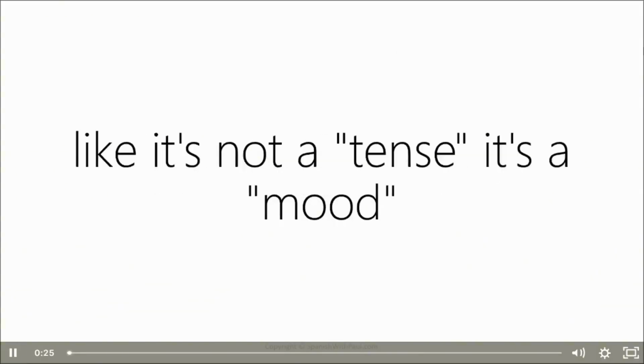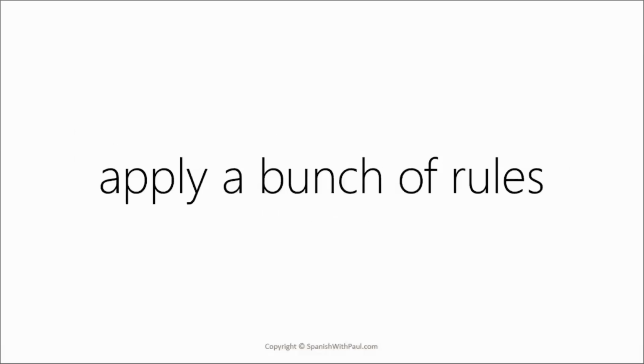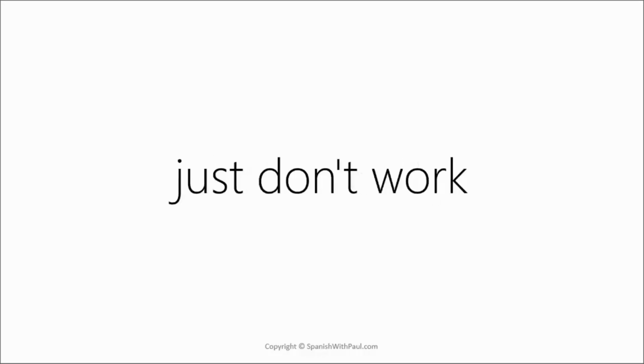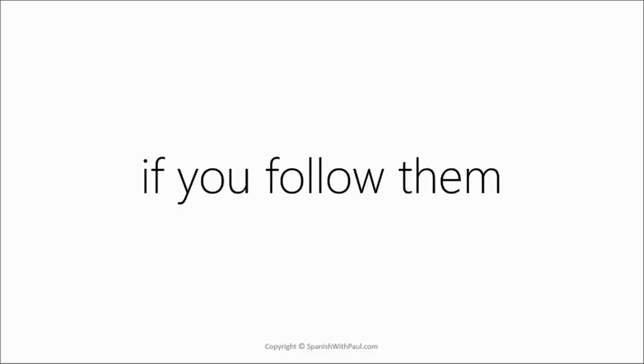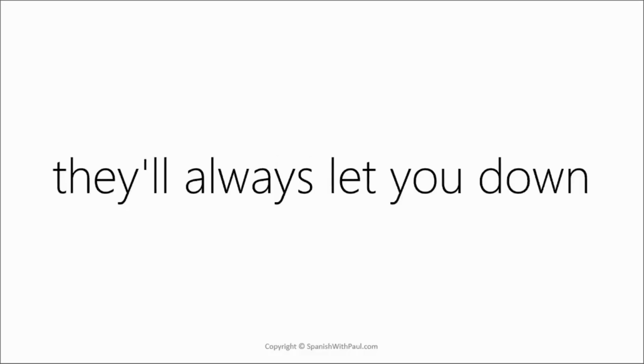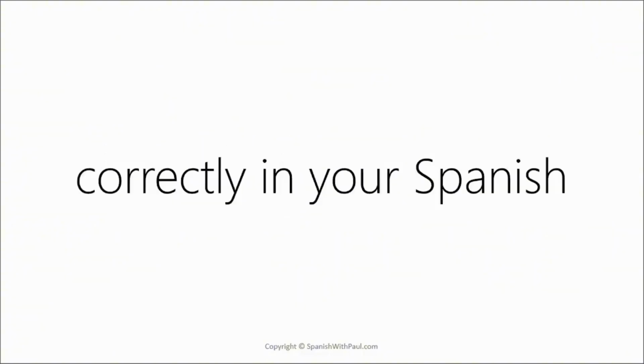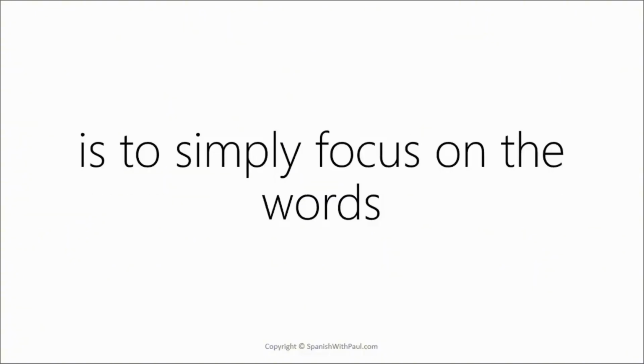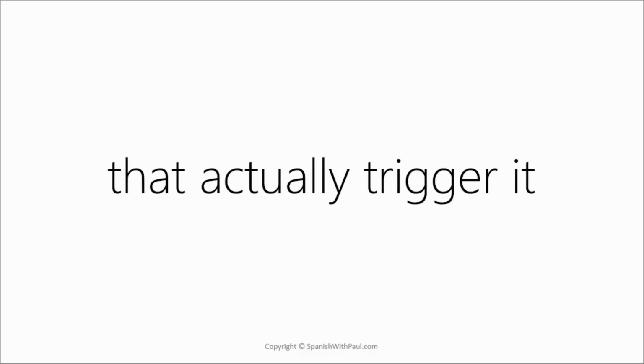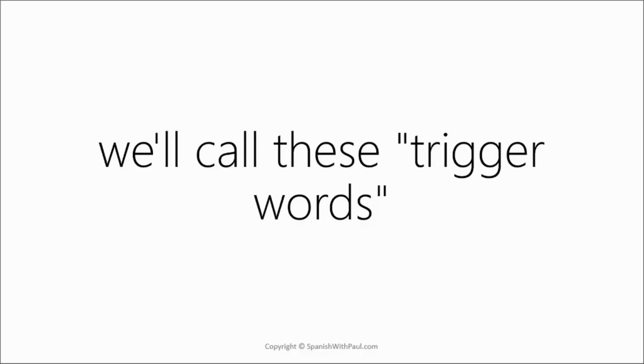terms like it's not a tense, it's a mood. And they apply a bunch of rules to it that, in reality, just don't work. Because if you follow and apply those rules, they'll more often than not let you down. Instead, the fastest way to start using the subjunctive correctly in your Spanish is to simply focus on the words that actually trigger it. And we'll call these trigger words.